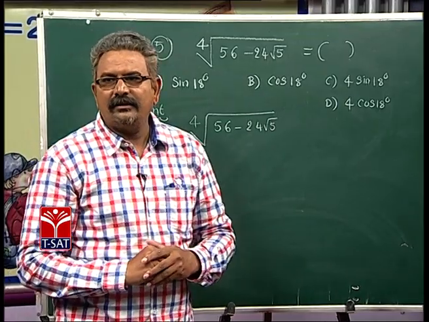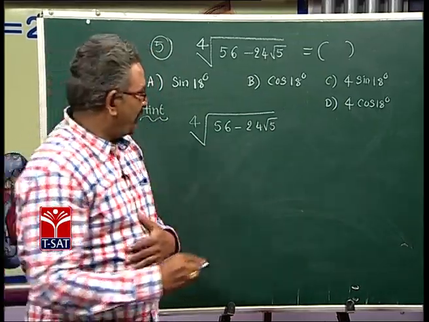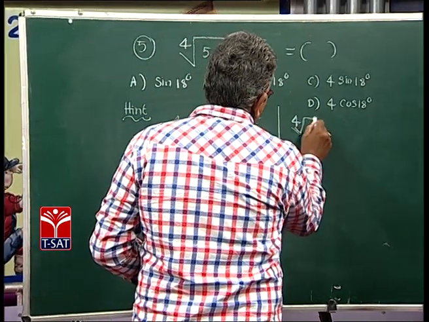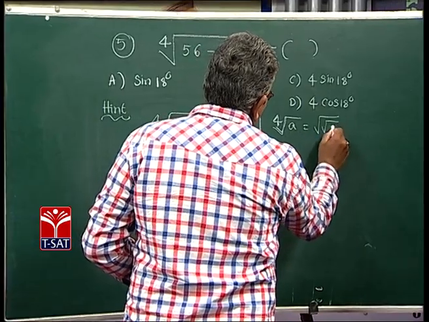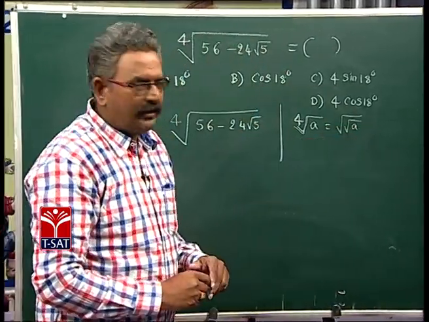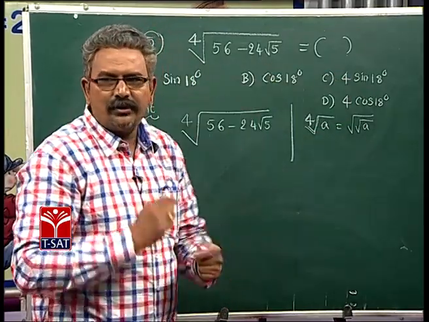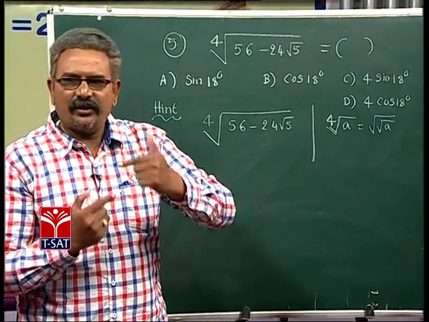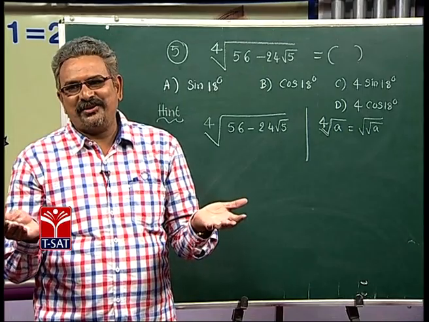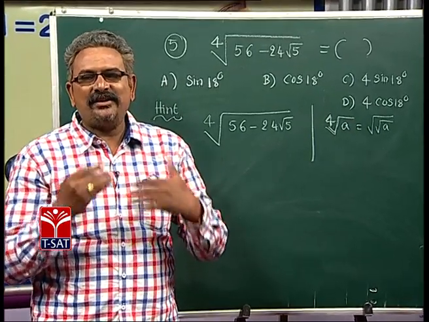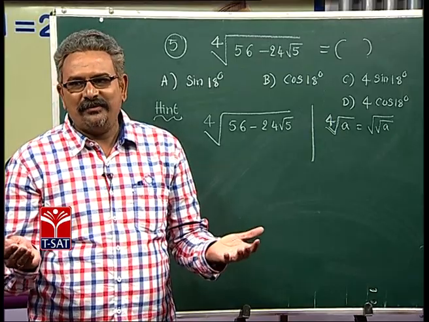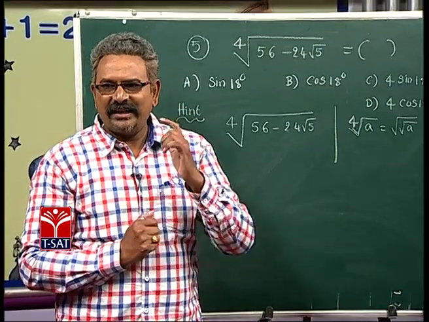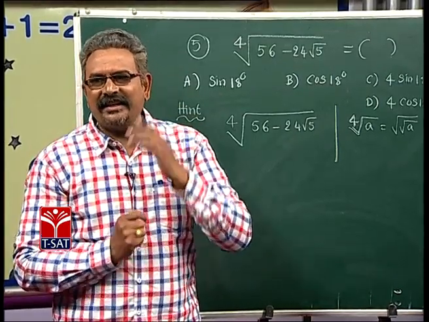In general, how to find out the fourth root? Suppose the fourth root of a is there, that is nothing but the root of root a. First we have to find out the square root of a, and again we have to find out the square root. Two times we have to find out the square root. Just think, for finding a square root, after that again we have to find the square root. So it takes more time to do this problem. That's why, whenever a fourth root problem is there, I will explain a very simple, easy technique for that.